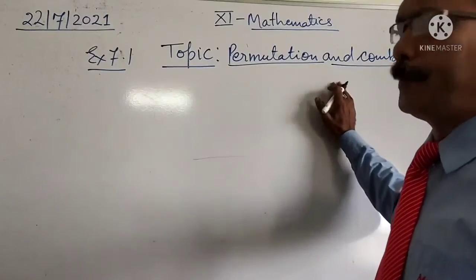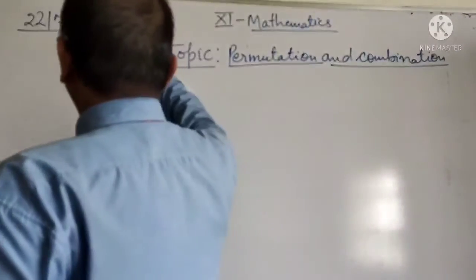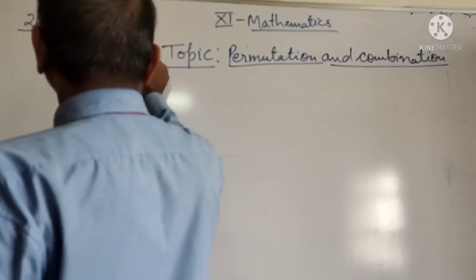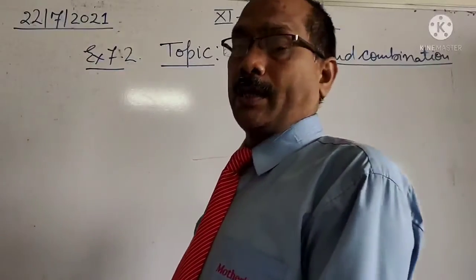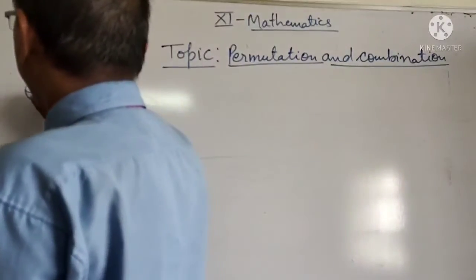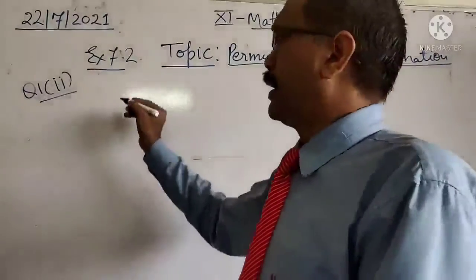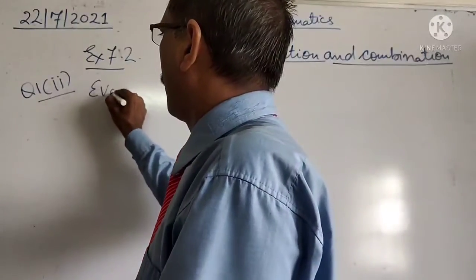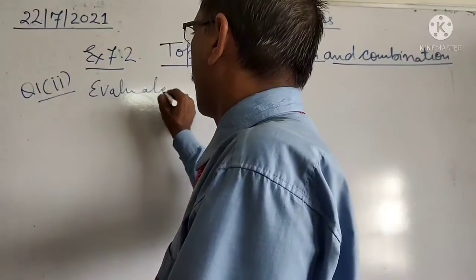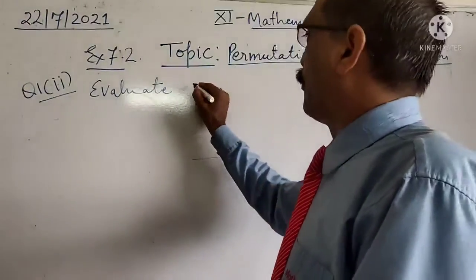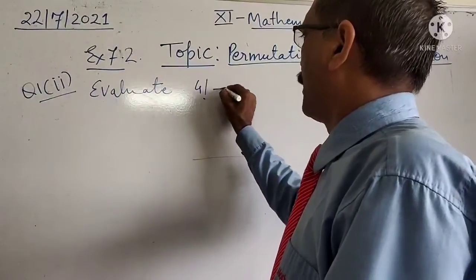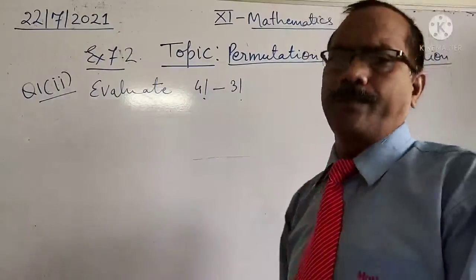That is continued. Exercise 7.2. Question number 1, second part. Evaluate 4 factorial minus 3 factorial.